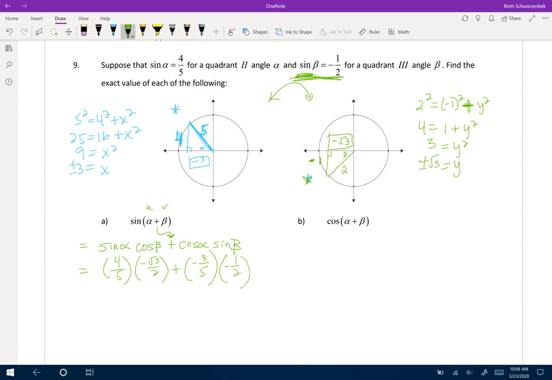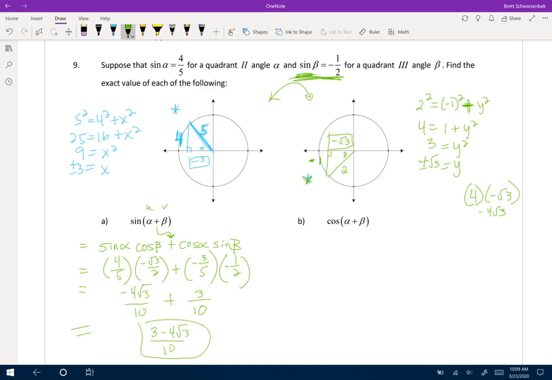Okay, so let's do the math here. So remember, if we do 4 times negative root 3, that's multiplication. We're just going to get negative 4 root 3, not root 12, negative root 12, or anything like that. We're going to get negative 4 root 3. And obviously 5 times 2 is 10. And then over here, a little easier math, these are both negative, so obviously the result's going to be positive. So 3 times 1 is 3, 5 times 2 is 10. We have common denominators, so we can say negative 4 root 3 plus 3, but let's just switch sides on that and get this as our exact answer.